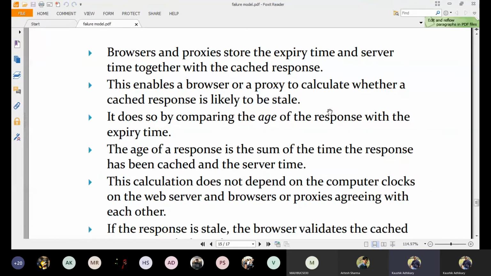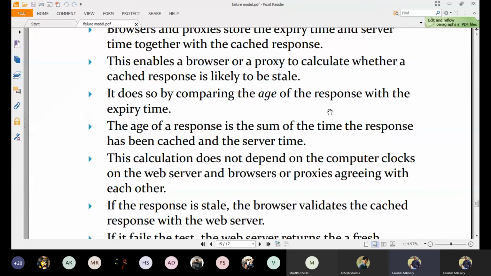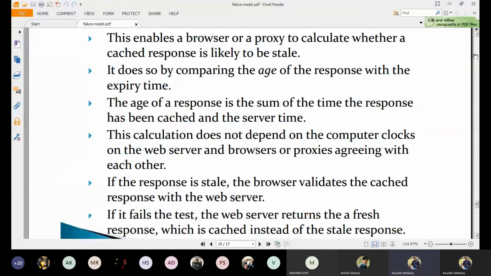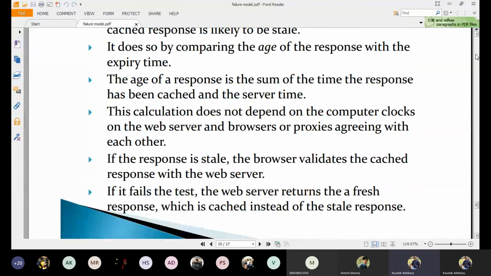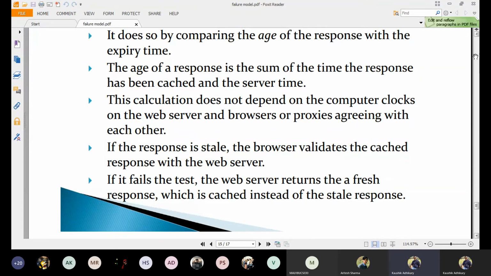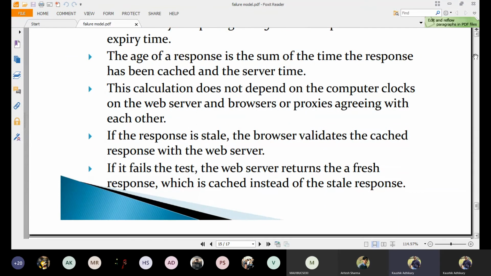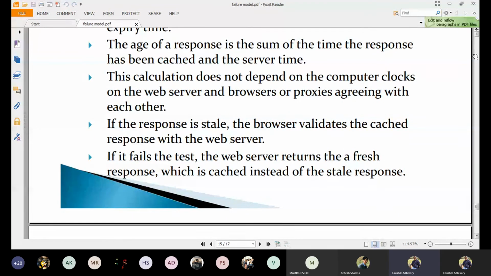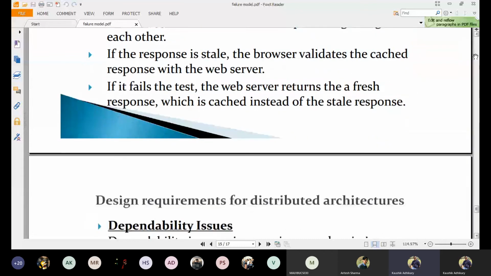This calculation does not depend on the computer clocks on the web server and browsers or proxies agreeing with each other. If the response is stale, the browser validates the cached response with the web server. If it fails the test, the web server returns the fresh response, which is cached instead of the stale response.